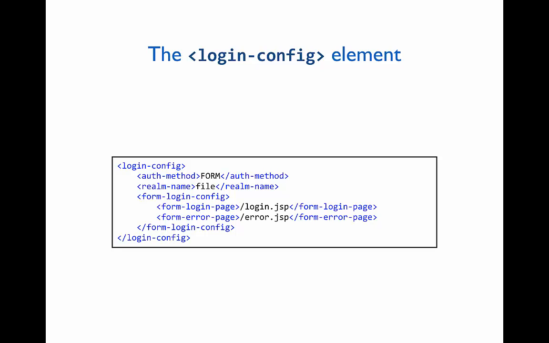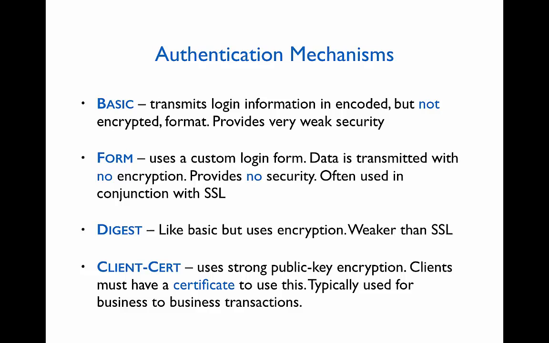Let's look at the three top-level security elements in the deployment descriptor one at a time. First, the LoginConfig element. The most important part of the LoginConfig element is the authentication method that is specified. In this case, it is form, but there are several others. The basic authentication mechanism transmits the username and password in an encoded but not encrypted manner. This hardly provides any security at all.